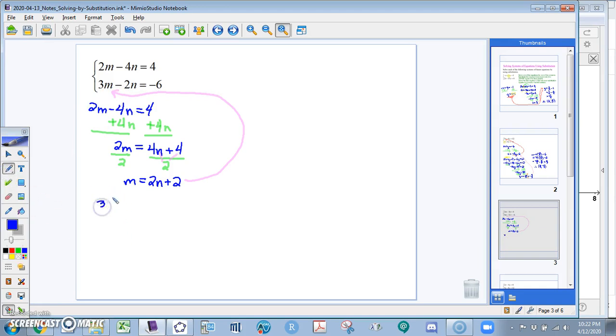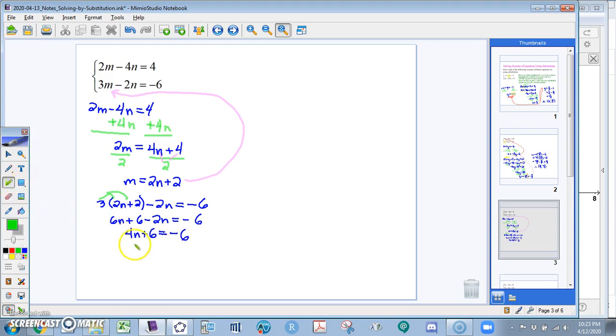So I get 3 times the expression 2n plus 2 using parentheses minus 2n is equal to negative 6. I now have an equation all with just one variable in it. So like we said before, you're going to first do the distributing here. So that gives me 6n plus 6 minus 2n is equal to negative 6. I'm going to combine those like terms. The 6n and the minus 2n is a 4n plus 6 is equal to negative 6.